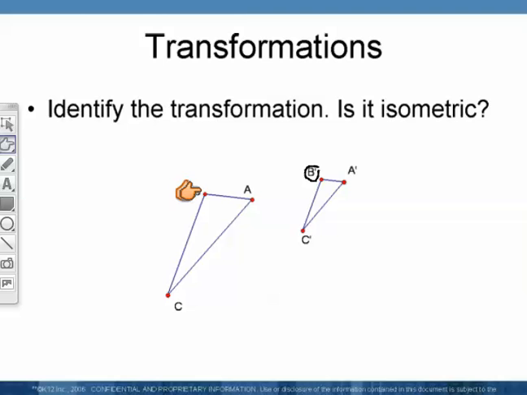Okay, this is the original image. This is the image of it, and it's much smaller. It got shrunk. It's a shrinky-dink type thing, right? Well, this is called a dilation. And I know you've heard the term before.